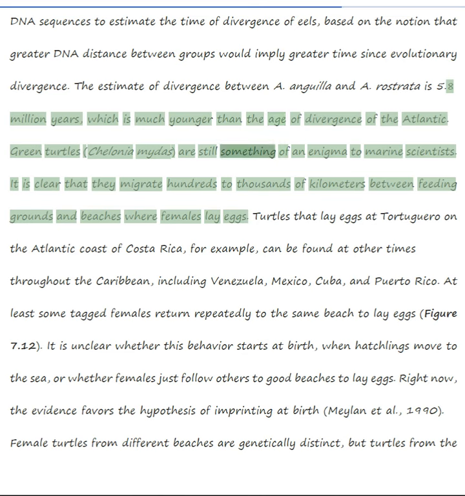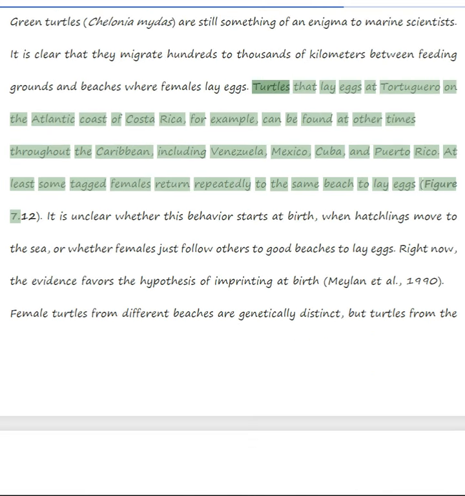Green turtles are still something of an enigma to marine scientists. It is clear that they migrate hundreds to thousands of kilometers between feeding grounds and beaches where females lay eggs. Turtles that lay eggs at Tortuguero on the Atlantic coast of Costa Rica, for example, can be found at other times throughout the Caribbean, including Venezuela, Mexico, Cuba, and Puerto Rico. At least some tagged females return repeatedly to the same beach to lay eggs, figure 7.12.